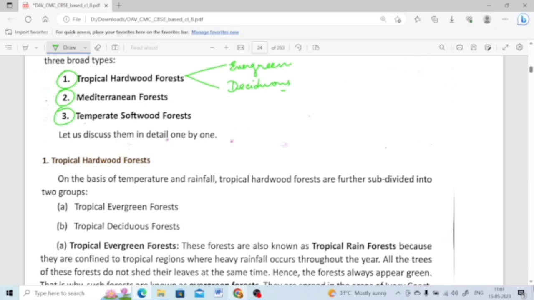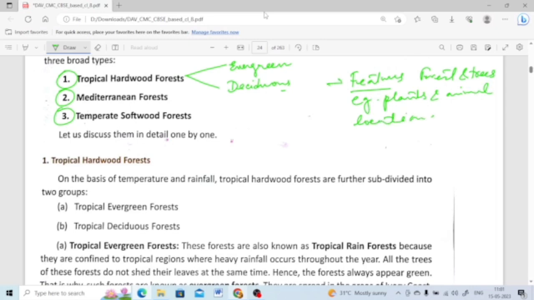So, tropical evergreen forest, from this chapter, what are the most important questions? First thing first, we would understand the features. What are the features of the forest, and specifically the trees that emerge in that particular forest, and examples of plants and animals are very important. Okay, and the third point will be the location. So we will work on these 3 points for each and every classification we are going to read in this chapter.